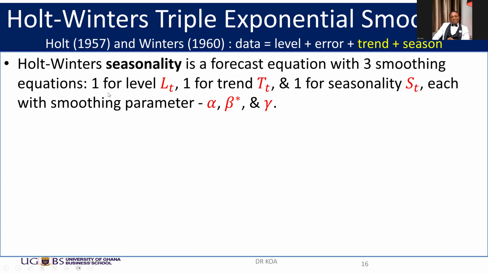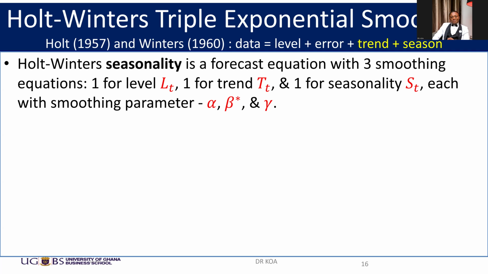Holt-Winters is no longer double, but triple exponential smoothing. All it does is keep everything from the Holt approach. The year was 1957 for Holt and then 1960, just 3 years later. It is called Holt-Winters because it has included season. Remember, in the original, the data is split into level, the error, the trend, and this time the season. That's why it's sometimes called Holt triple, because you have level, trend, and season.